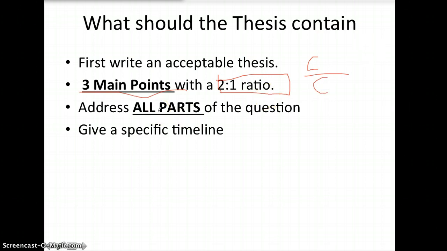Now, an important part that a thesis needs to have is that you need to address all parts of the question. Because there are a lot of times where people would address only a part of the prompt, but actually won't address it all. And you also need to give a specific timeline.